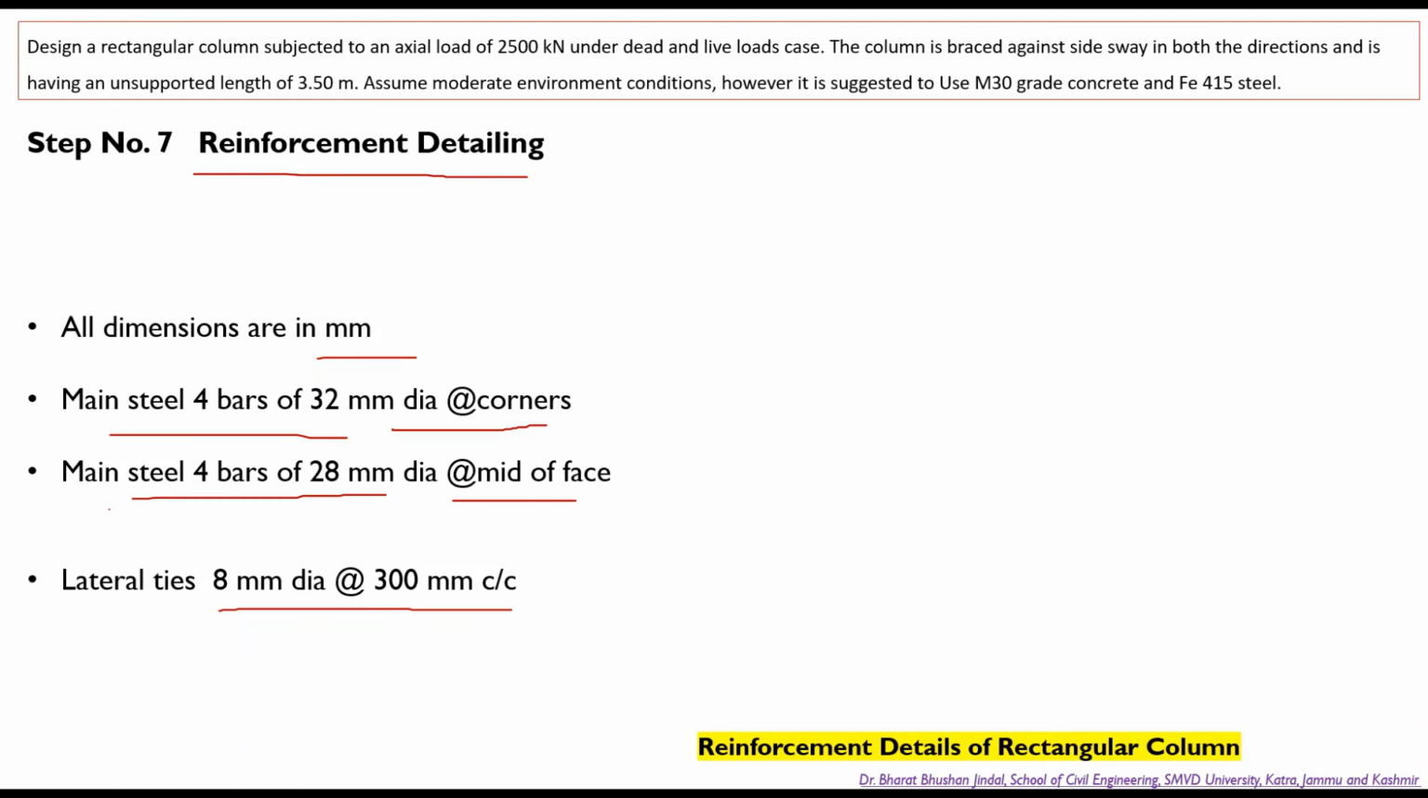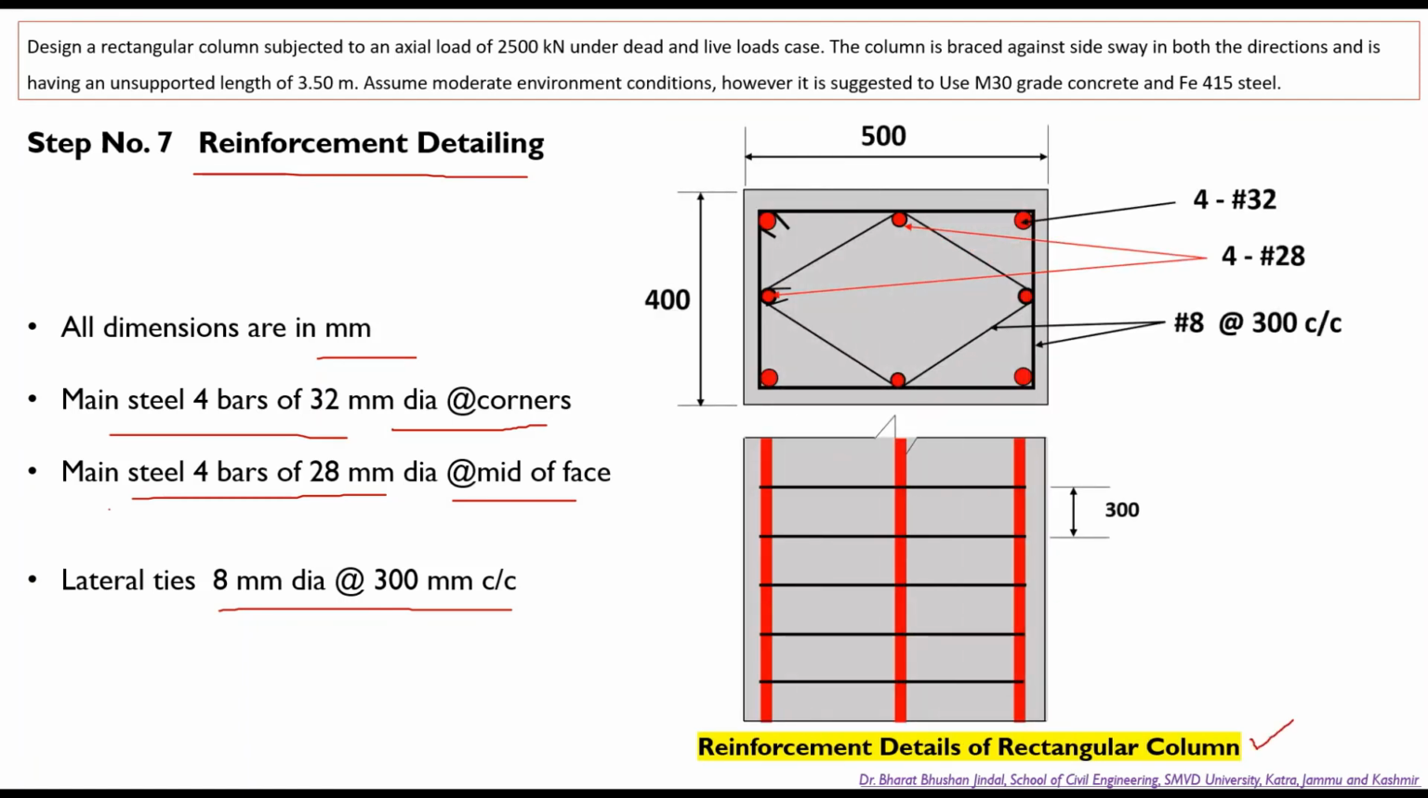So now what is the reinforcement detail of the rectangular column? You can easily understand from this diagram. Now this is the section of the column, that is 500 by 400, and this will be the height of the column accordingly. What we have provided, these black color bars are indicating the lateral ties which we have provided, and these lateral ties are of 8 mm dia, 300 millimeter center to center. Here in this diagram you can easily understand that the outer black color steel bars are of 8 mm dia, 300 millimeter center to center.